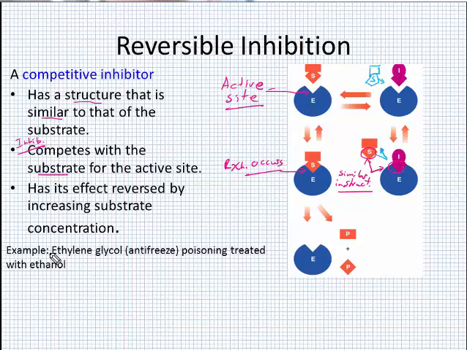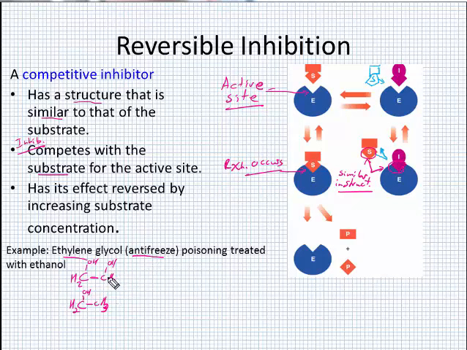A good example of this type of competitive inhibition is antifreeze poisoning. So ethylene glycol, I'll draw a structure of ethylene glycol here. So 1,2-ethanediol. That's ethylene glycol. Ethanol is this, HOCH2CH3. So this is ethanol, right? Ethylene glycol has two alcohol groups instead of just one. This is very, very toxic. It's found in antifreeze, and it's highly poisonous.